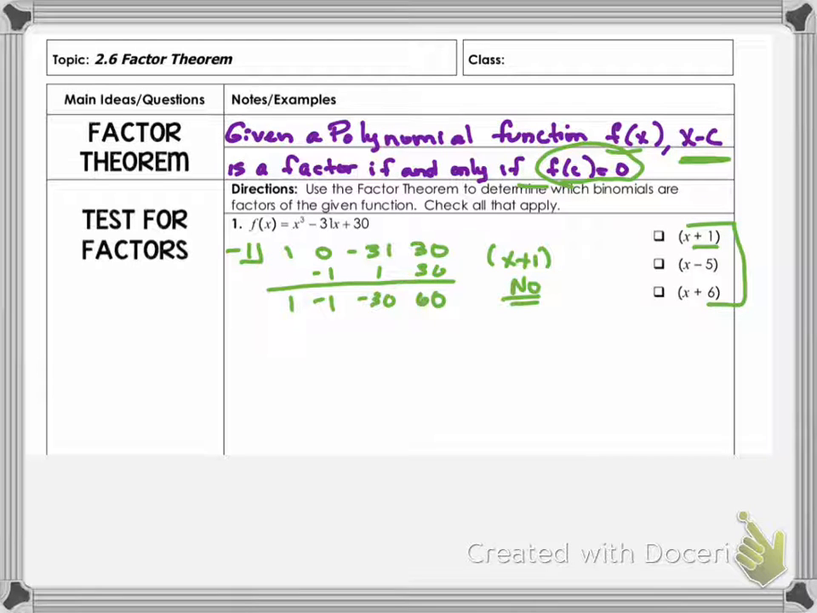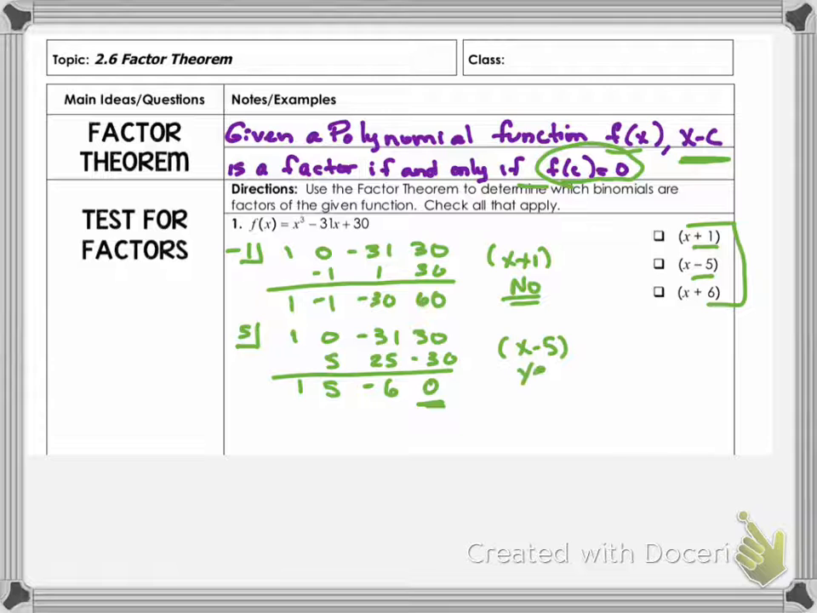All right, next one, we're looking at 5, because it was a -5. So 1, 0, -31, 30, and do the synthetic: 1, that would be 5, 5, 25, -6, -30, and that's 0. And that is a 0 remainder, so that's a yes. So x minus 5 is a factor, and we're going to check it.